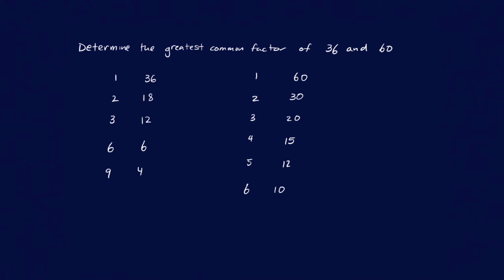Because, for example, we can divide 36 by 9 and we get 4. 36 divided by 9 is 4. But we can't divide 60 by 9 and still have a whole number. That's just not how it works. So that means the greatest common factor of 36 and 60 is 6.